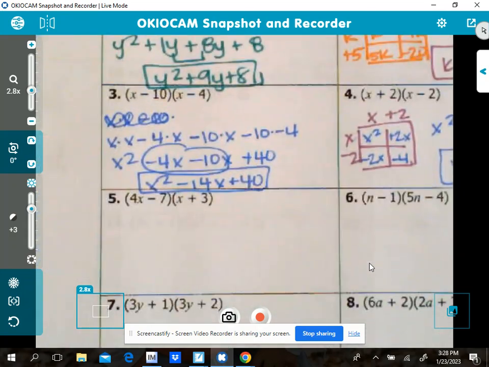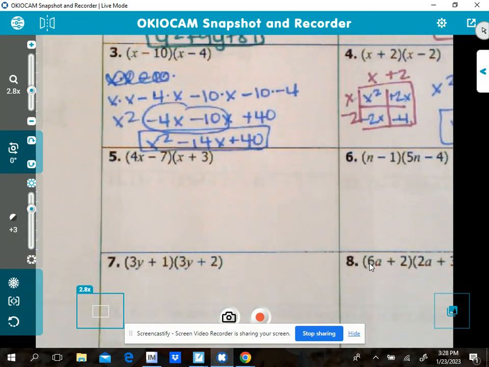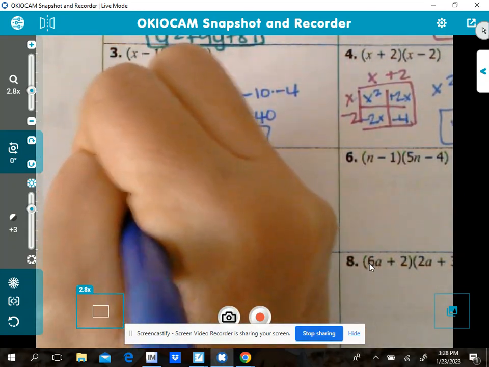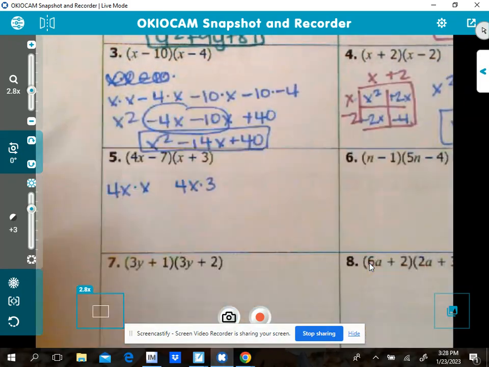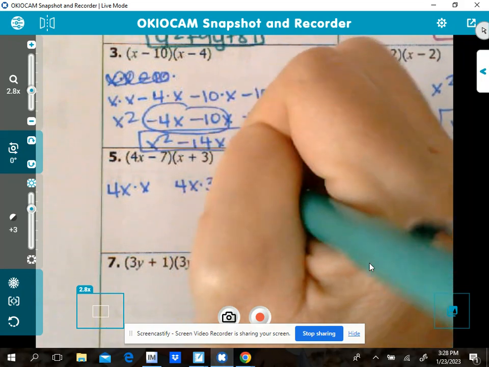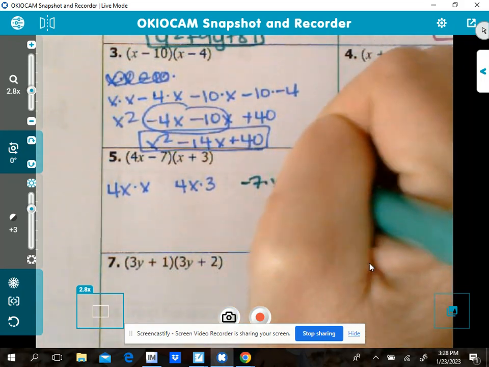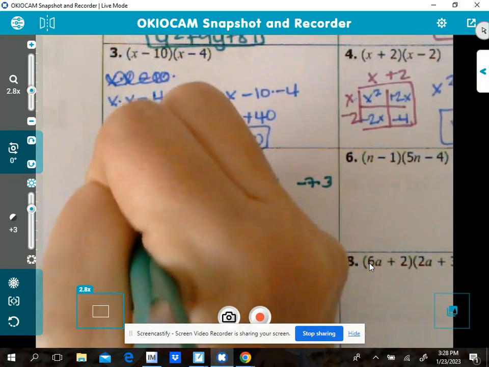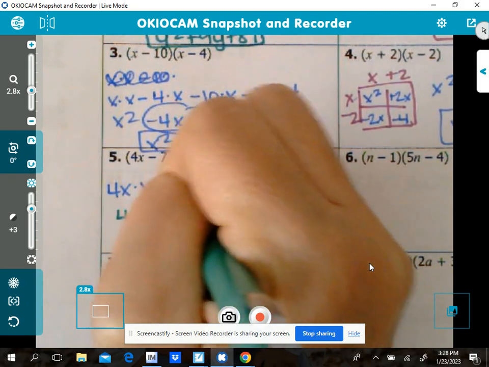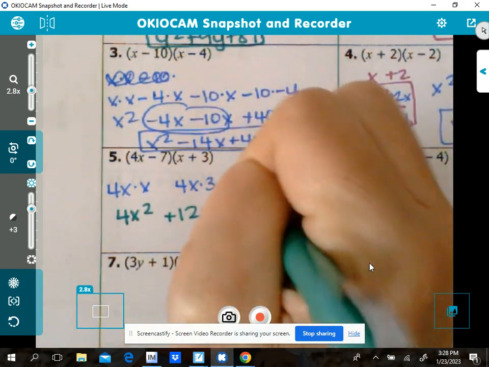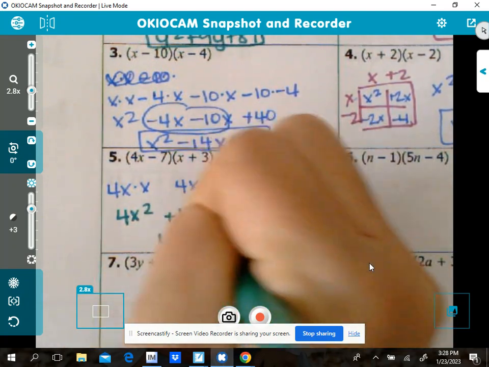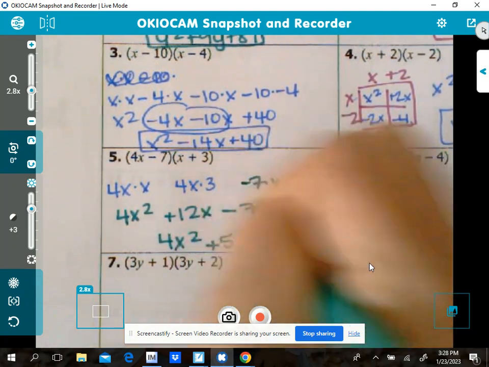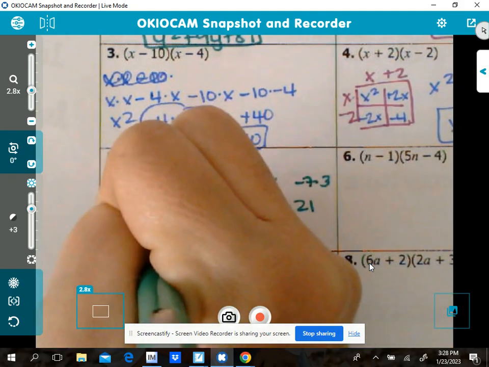Okay. All right, let's do a couple more distributive property ones here. So 4x times x, then 4x times 3, and then negative 7 times x and negative 7 times 3. So that's 4x squared plus 12x minus 7x minus 21 gives me 4x squared plus 5x minus 21.